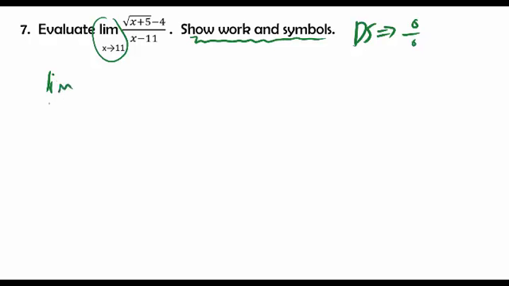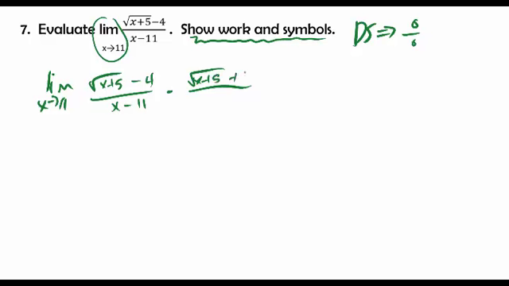I can't factor this thing. It's not a rational function. It's not a polynomial on top and on bottom. But I can rationalize the numerator. So I'm going to multiply top and bottom here by the conjugate of the numerator. So I'm going to keep x plus 5 in the radical, but I'm going to have a plus 4 outside the radical, and of course I have to do that on the bottom as well.